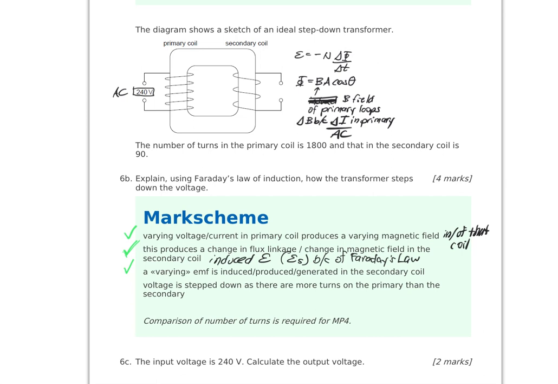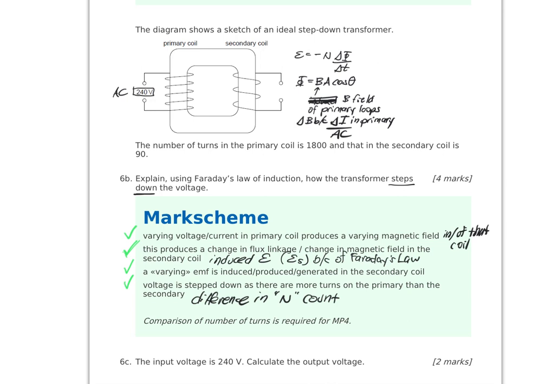Now, the reason why the voltage is stepping down, right, and it says comparison of turns is required for marking point 4, because it's stepping down the voltage, there's a difference in the number of coils. So there's a difference in the N count. And if there's a difference in the N count, that directly affects the flux linkage. That's the whole point of flux. That's the linkage in flux linkage.